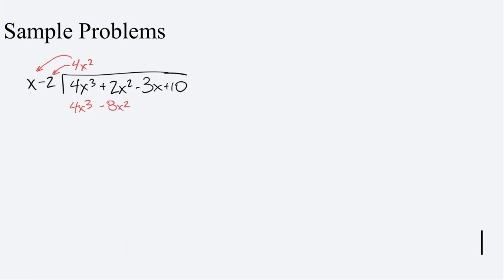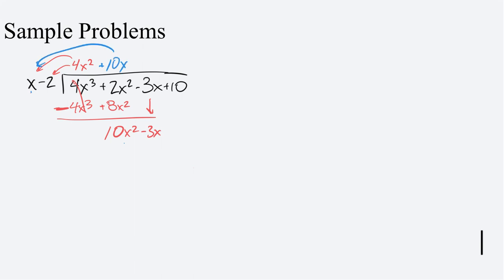Okay. We're going to subtract, which really means this sign becomes a plus and this becomes a minus. These cancel, and I get 2x squared plus 8x squared is 10x squared. And then we drop down the 3x term. Then x. How many times does x go into 10x squared? Goes in positive 10x times.